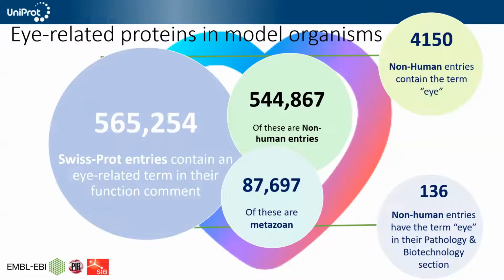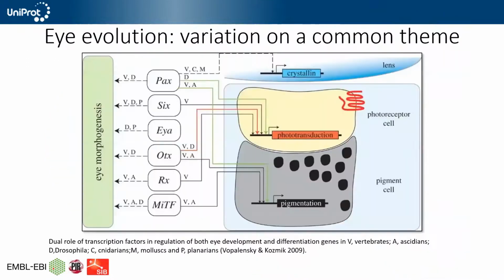And 139 of these have the term eye in their pathology and biotechnology section. So what this means is that potentially 139 entries have a mutation or a null phenotype, which results in a change in the eye development or physiology or the underlying molecular mechanisms for eye development. So visual research, of course, is an excellent example of why model organisms are so important in research.